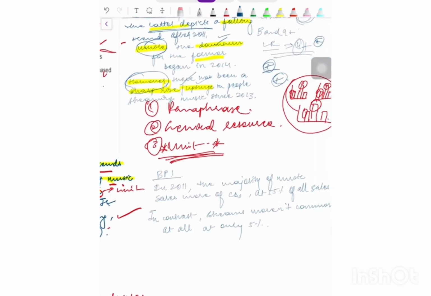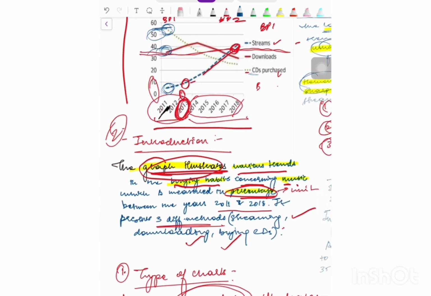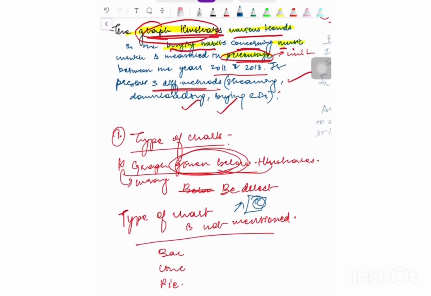Also, although people had started to download music, it only represented 35% of sales, as you can see here, as it is evident in the graph.